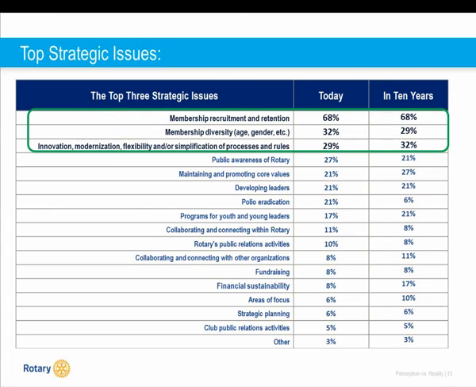In the March 2014 survey about the future of Rotary, a representative sample of Rotarians told us that membership recruitment, retention, and diversity are top strategic issues for their clubs today and in 10 years. In addition, a fairly significant group of respondents felt that innovation, modernization, flexibility, and simplification of rules and the processes in Rotary and our clubs are major obstacles in furthering Rotary's cause.